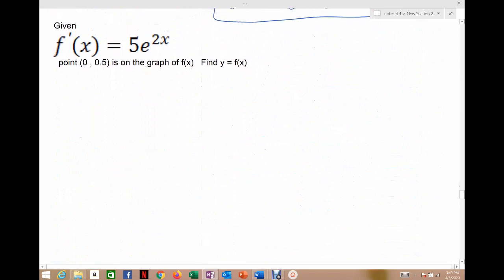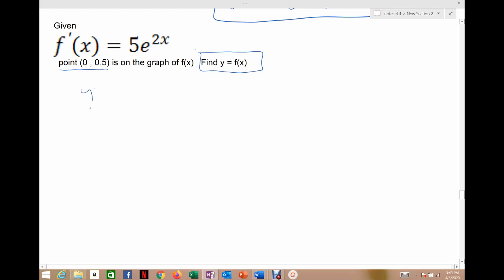I've got the derivative of my function, f prime of x, which is 5e to the 2x. And they tell me that this is an initial point on the graph of my function. I want to find the unique original function that has that derivative and that point on its curve.